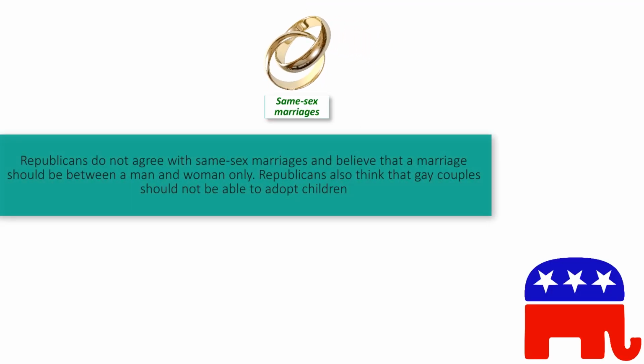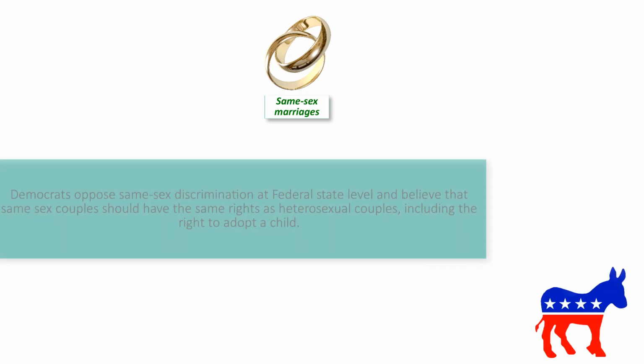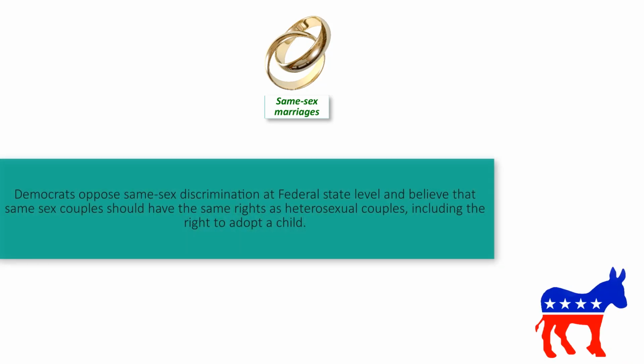Same-sex marriages. Republicans do not agree with same-sex marriages and believe that a marriage should be between a man and woman only. Republicans also think that gay couples should not be able to adopt children. Democrats oppose same-sex discrimination at federal and state level and believe that same-sex couples should have the same rights as heterosexual couples, including the right to adopt a child.